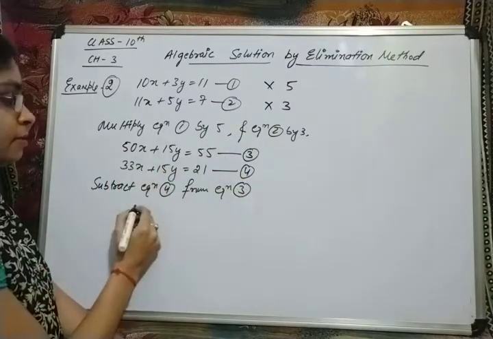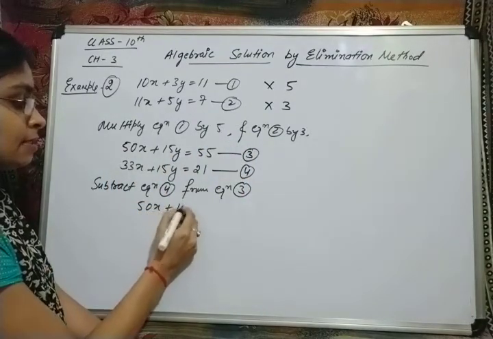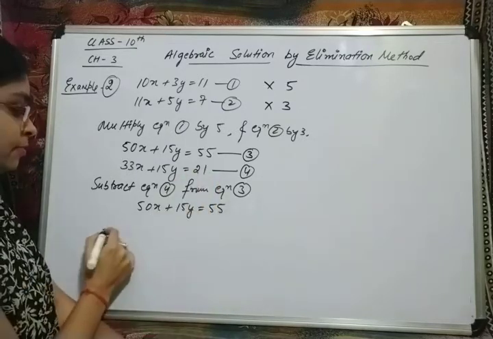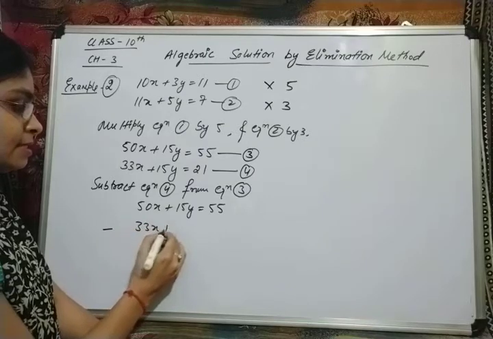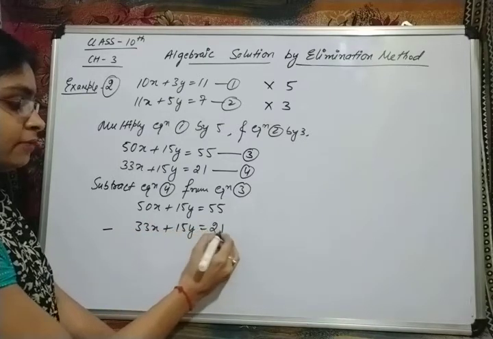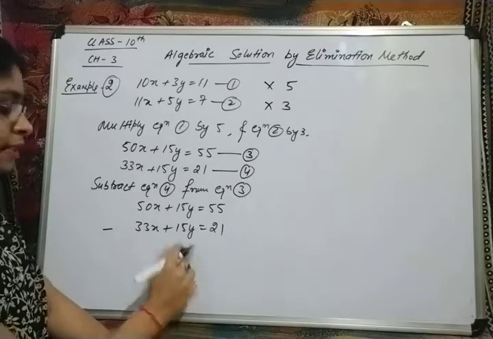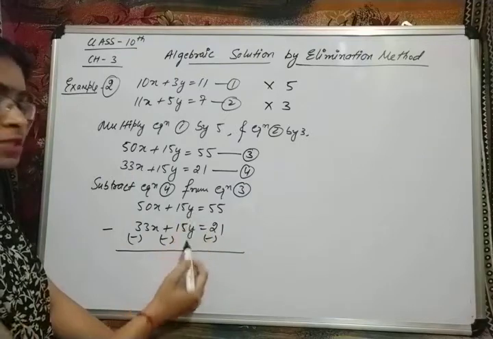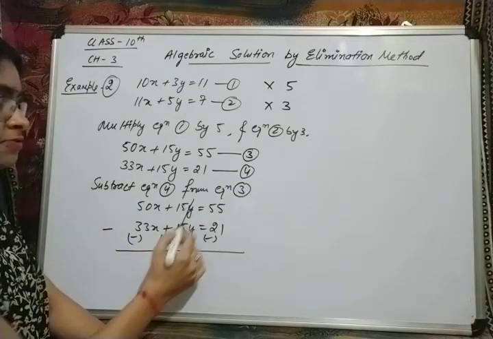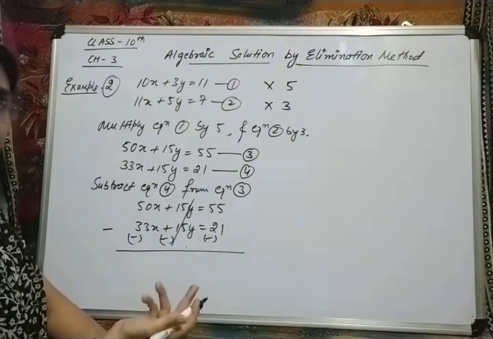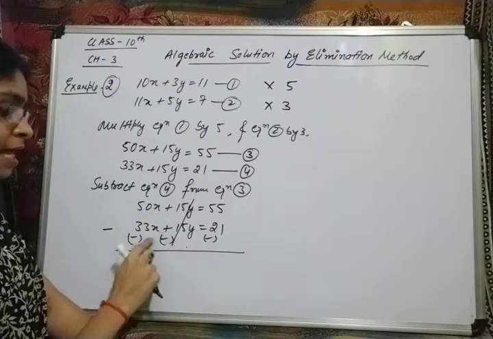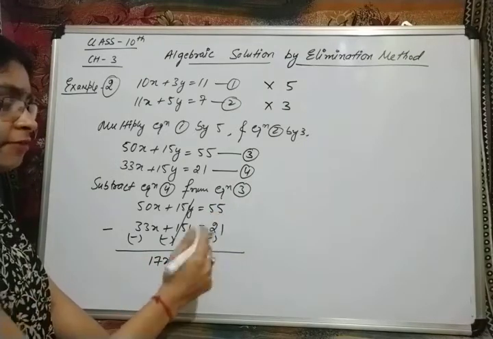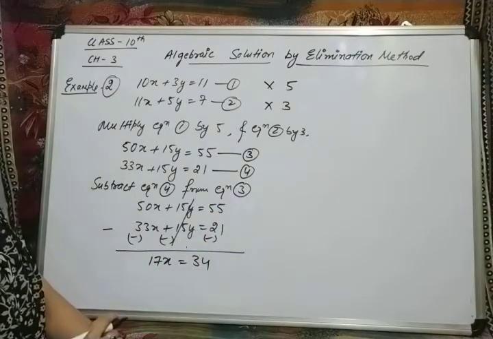So first we'll write the third equation, that is 50x plus 15y is equal to 55. And we'll subtract the second equation, that is 33x plus 15y is equal to 21. If I subtract, then the sign of this term will get changed. Minus, this is also minus and this is also minus. Now this term, y term, this will get cancelled out. Plus 15y and minus 15y. So this one will get cancelled. Now see the x. 50x minus 33x. So this one will be 17x. 55 minus 21, that is 34.